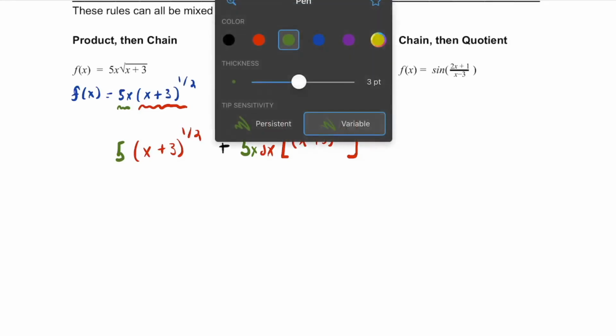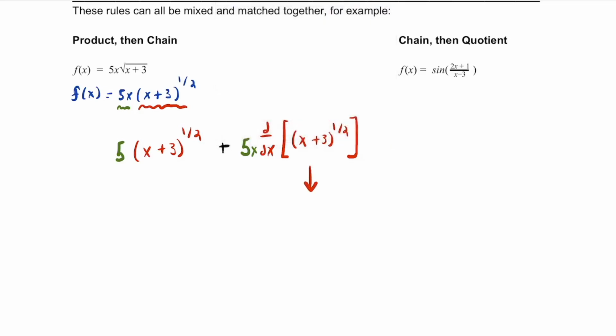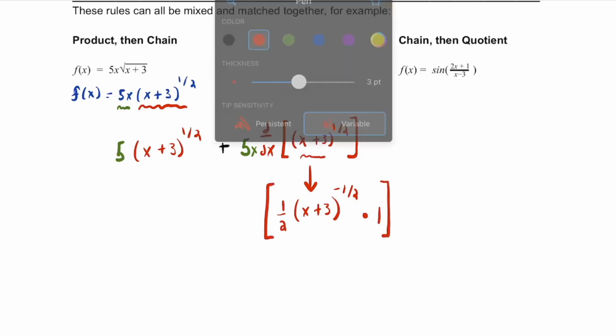So the chain rule would tell me that this derivative here is going to be 1/2 times x plus 3 to the negative 1/2. Well, you'd get lucky if you forgot the chain rule because it's just the derivative of x plus 3, which is 1. So that one doesn't end up really mattering too much there.